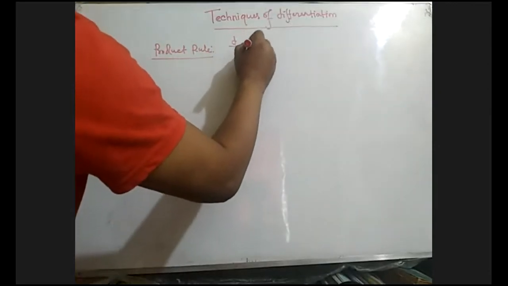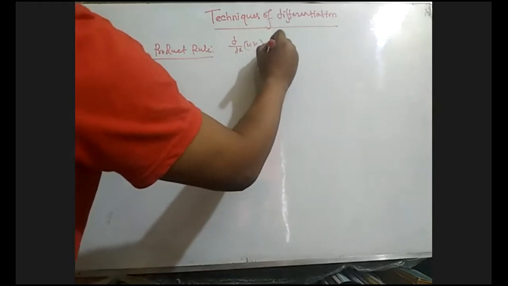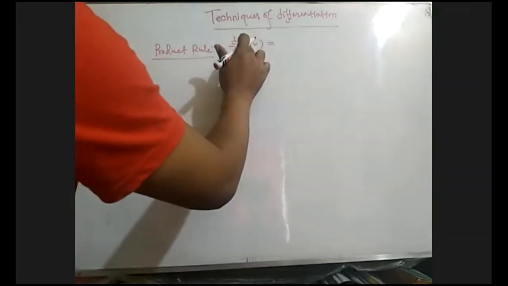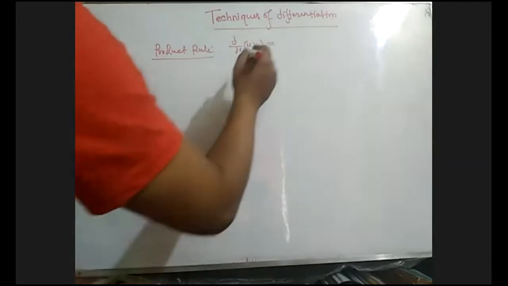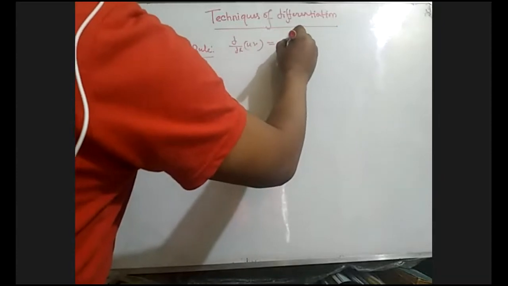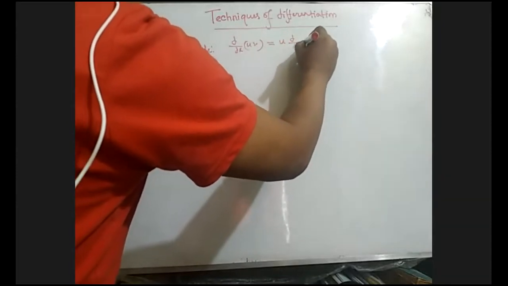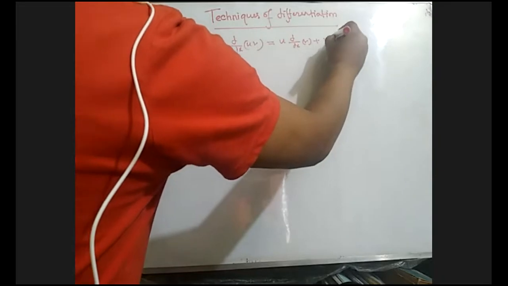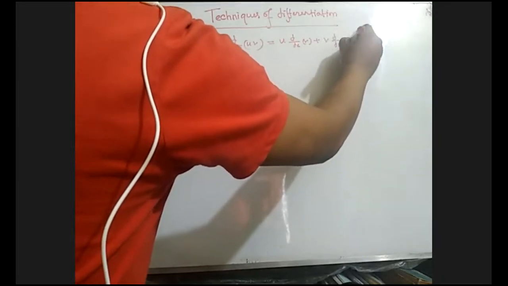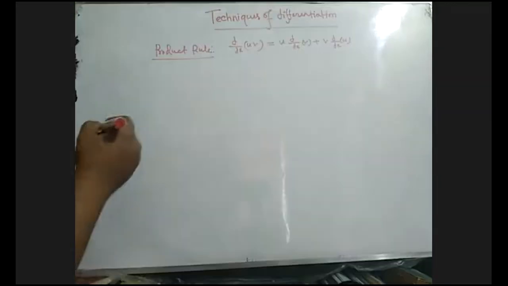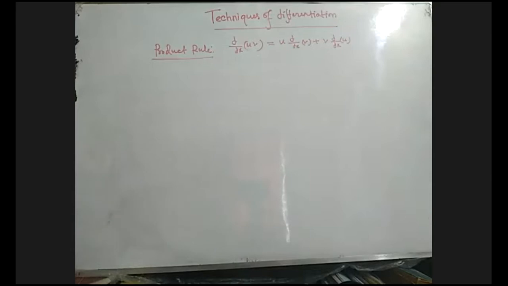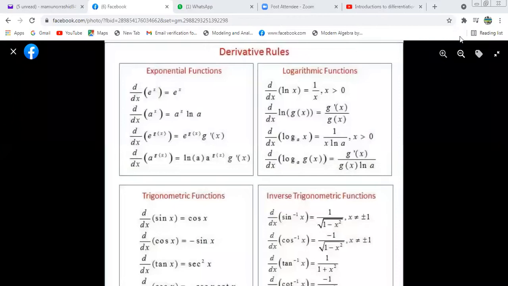Suppose we have d dx of u and v, the product of two functions. If there is a product of two functions, the first function is u and the second function is v, then we have to use this rule: u into d dx of v plus v into d dx of u. So this is the product rule. There are many formulas for derivative rules.